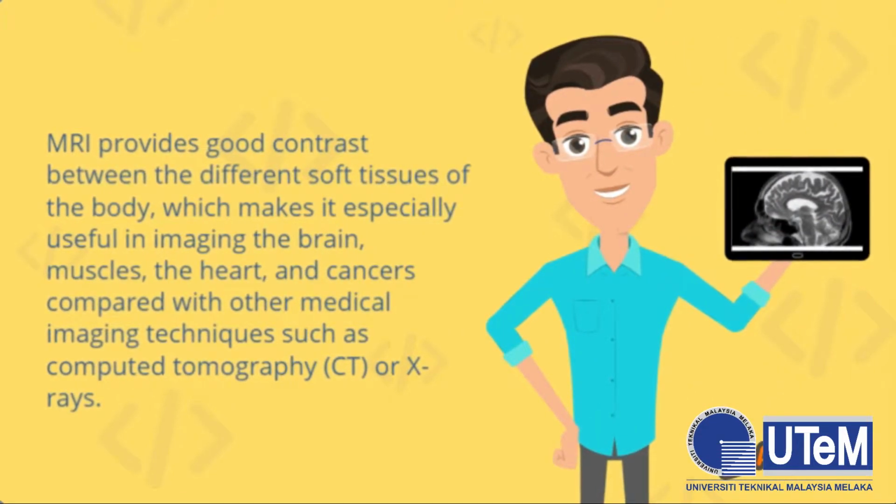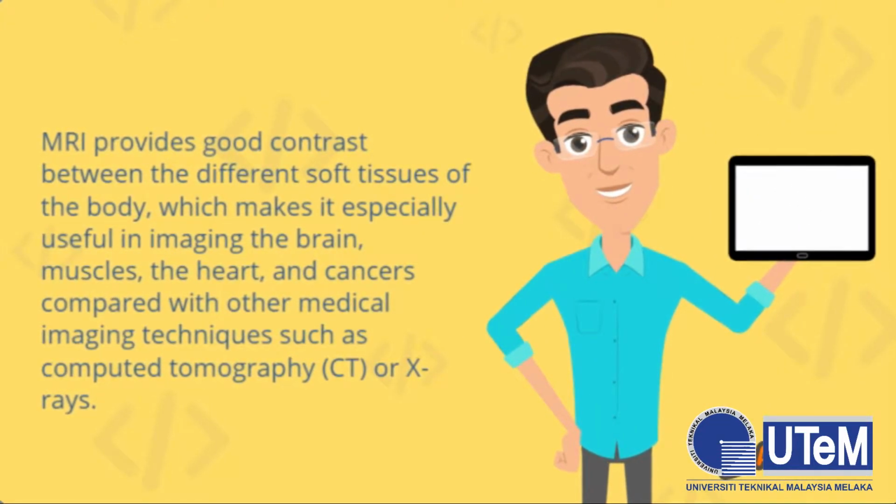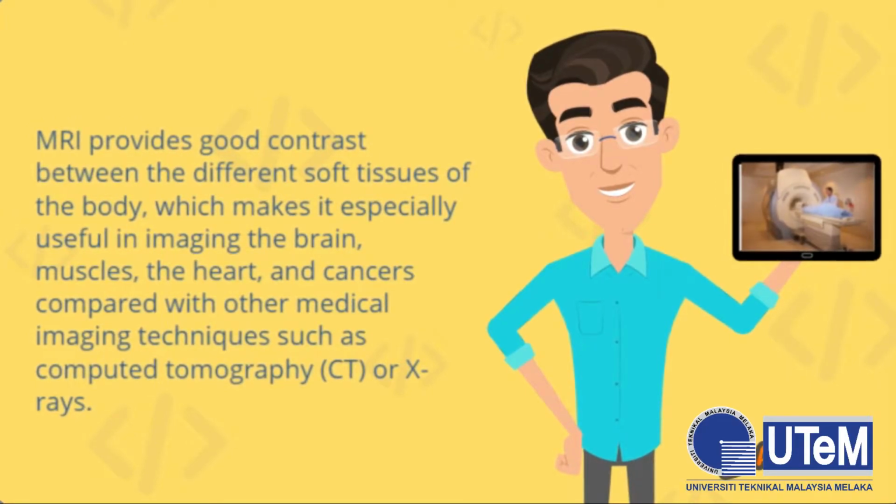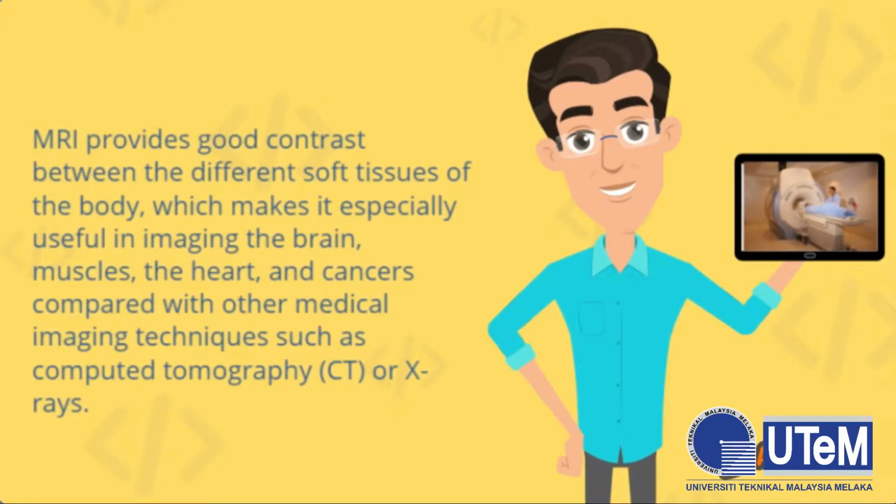Next, MRI provides good contrast between the different soft tissues of the body, which makes it especially useful in imaging the brain, muscles, the heart, and cancers, compared with other medical imaging techniques such as computed tomography, CT, or X-ray.